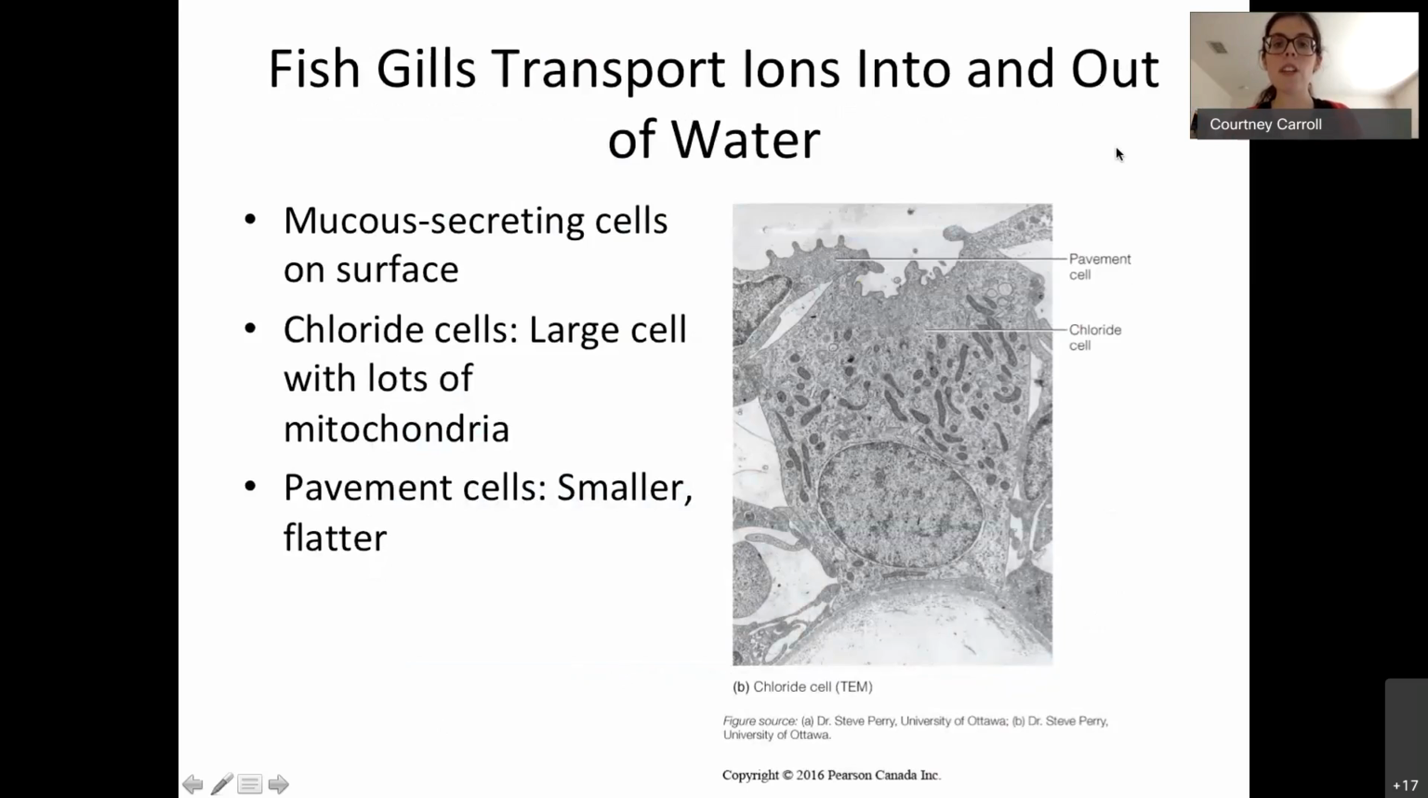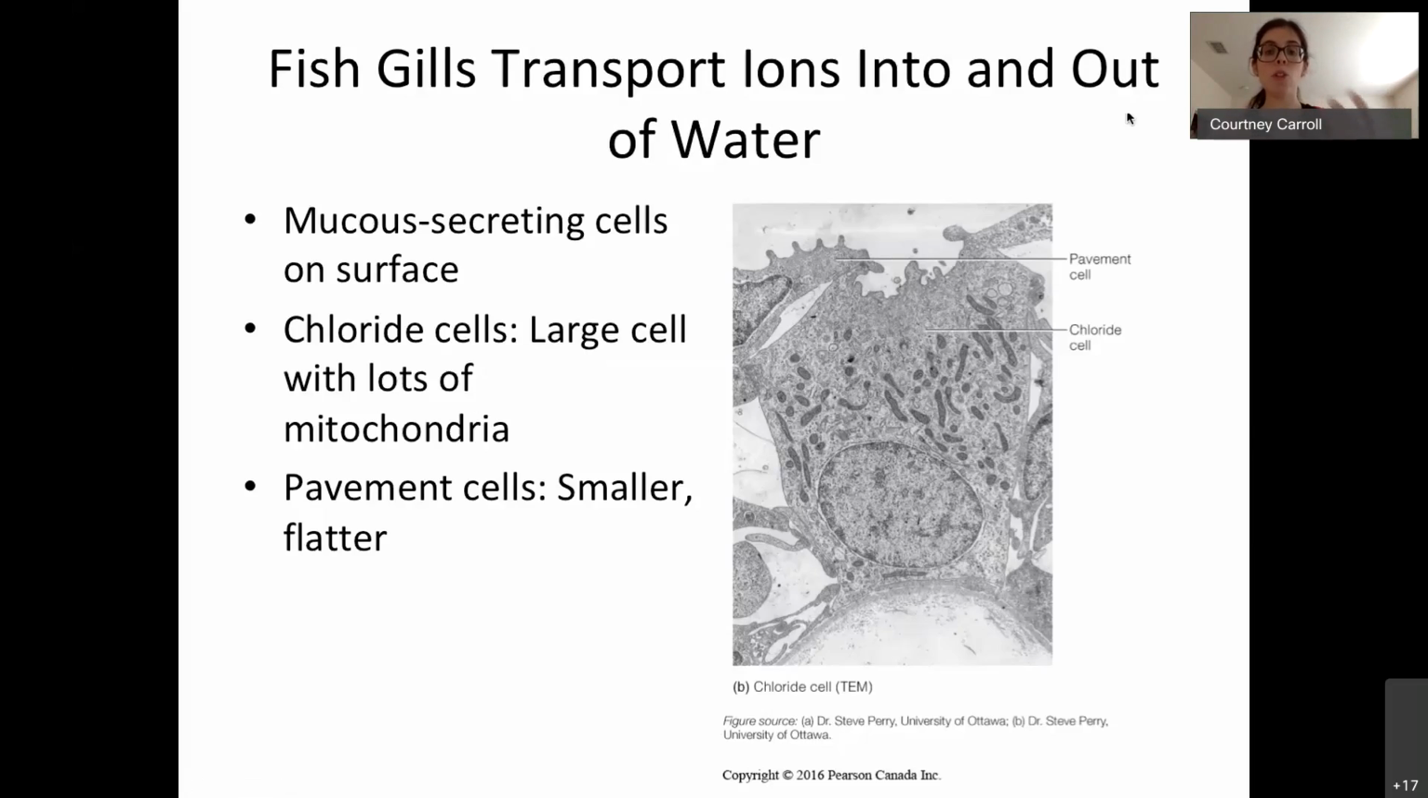So fish gills transport ions into and out of the water solution. When we think about fish, you want to keep in mind that we have differences between marine fish and freshwater fish. But in general, the gills are going to be where the site of exchange for ions. And they have these mucus secreting cells on the surface of their gills that keep it a lubricated surface. And then they have two different cells in their gills, both chloride cells and pavement cells.